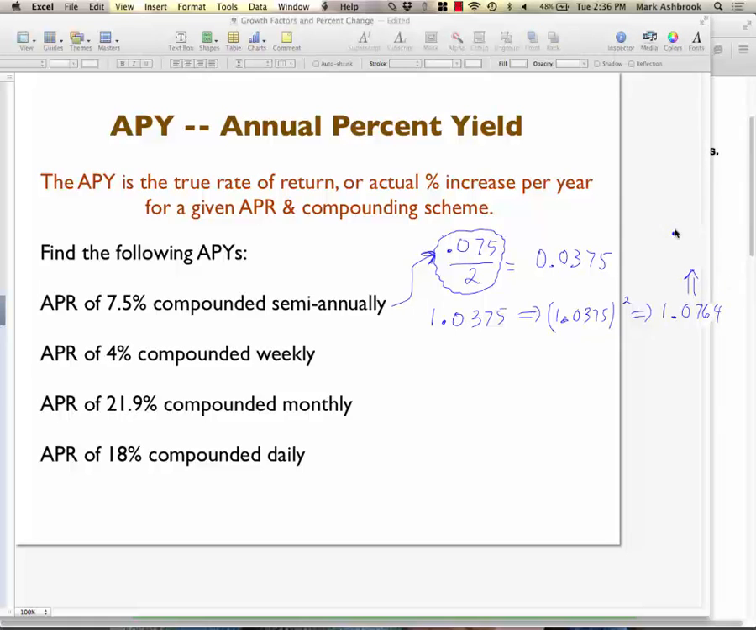And then you subtract 1 to get the decimal form percentage, and then you multiply that by 100%. Or you can just declare it. What is it? 7.64%. So 7.5% compounded semi-annually is a true APY. The true yield every year is 7.64%. Does that make sense? Okay, let's just do one more of these.